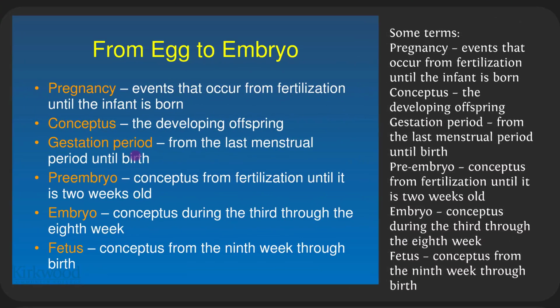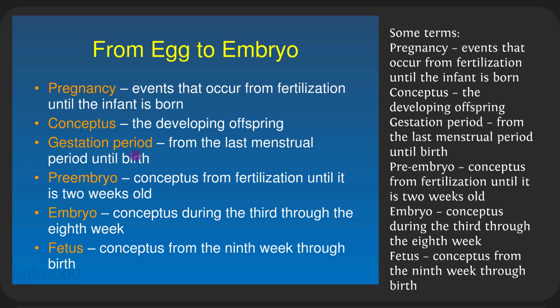Fertilization. Some terms here first. So pregnancy, events that occur from fertilization until the infant is born. Conceptus is the developing offspring. Gestation period is from the last menstrual period until birth. Pre-embryo is the conceptus from fertilization until it's 2 weeks old.